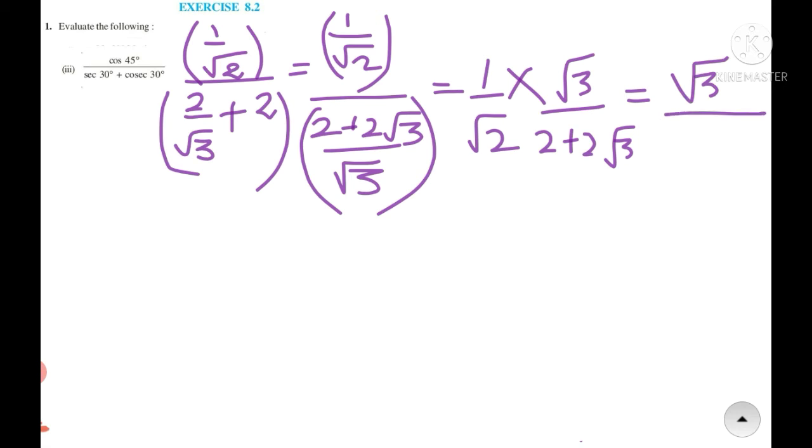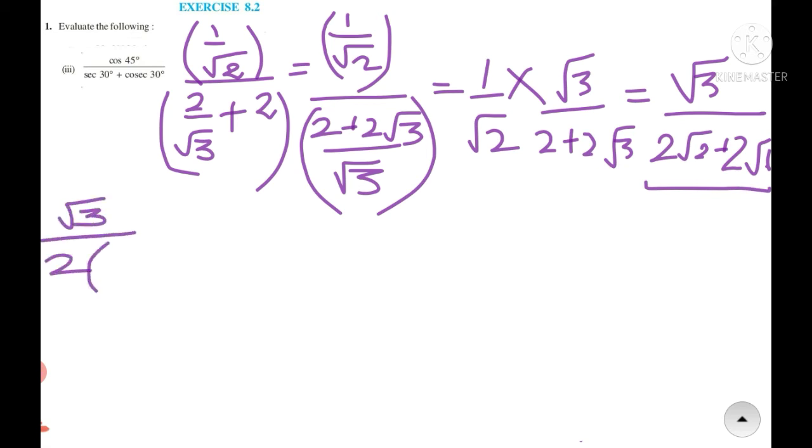In the denominator I get 2 into root 2, that is 2 root 2, plus 2 into root 3, that is 2 root 6. Now you can see I can take a 2 common in the denominator. So I am left with root 3 upon 2 common, root 2 plus root 6. Now, whenever you have square roots in the denominator, you need to rationalize them. So let us rationalize. I get root 2 minus root 6 upon root 2 minus root 6.